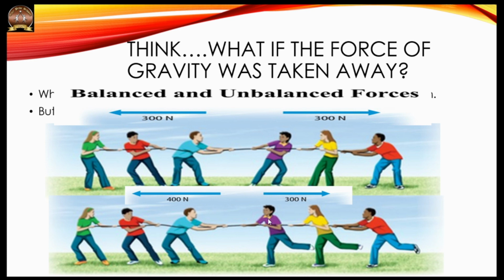In the second case, the team on the left is definitely exerting a greater force. And by how much is this force greater? 400 minus 300, 100 Newtons. And therefore, we could say that the team on the right moves towards the left with a force of 100 Newton.